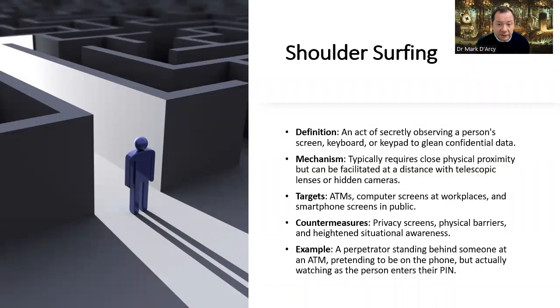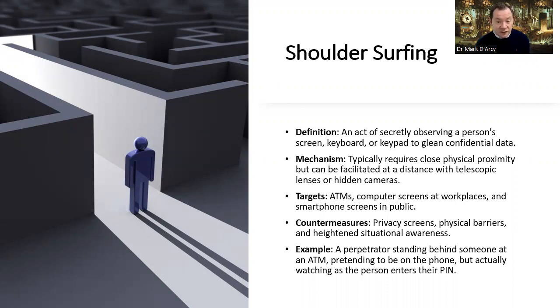Then there is shoulder surfing, an act of secretly observing a person's screen, keyboard, or keypad to glean confidential data. Typically requires close physical proximity, but can be facilitated at a distance with telescopic lenses or hidden cameras. Someone in a building across the street with a telescopic lens, viewing the screens within an office, for example, and the keyboards. Targets: ATMs, computer screens at workplaces, and smartphone screens in public.